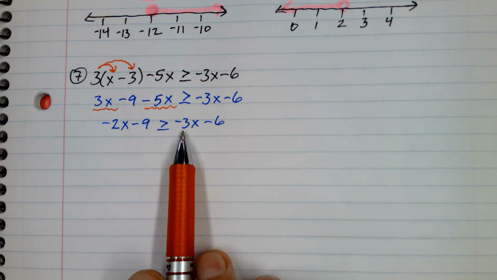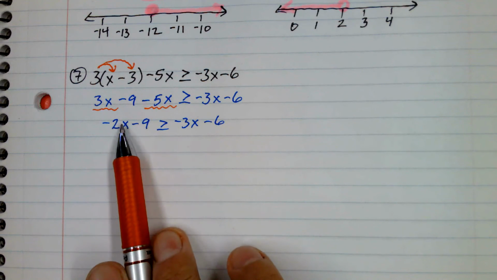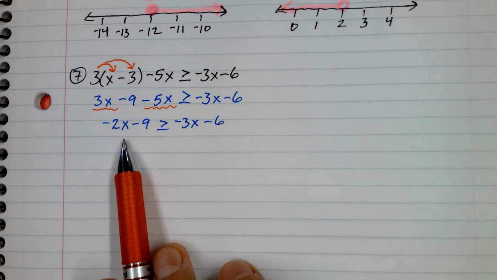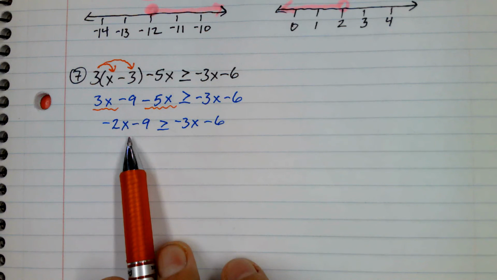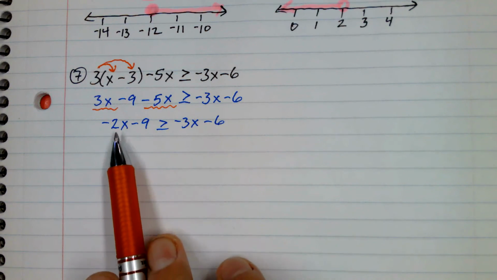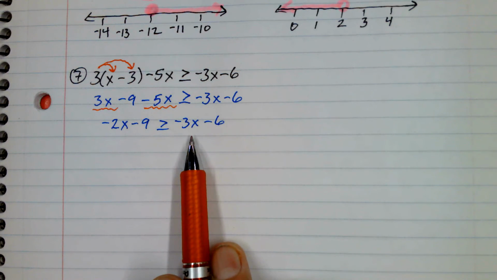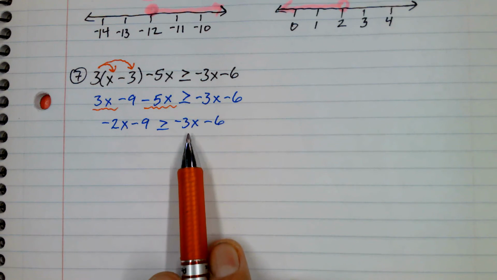If I add 3x here, they'll cancel. What's negative 2 plus positive 3, guys? 1x, which is just actually what I'd like. However, if I get rid of this 2, if I add 2x to both sides, that would get rid of this. What's negative 3 plus positive 2?